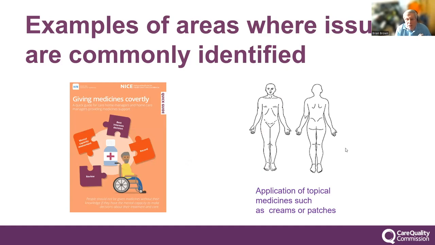And then the application of topical medicines such as creams or patches. It's about making sure that staff have the right information to help them do that effectively, completing records correctly and consistently, and storing those medicines appropriately. Often with patches, we find that services may record where they're applying them, but they don't record when they remove them, and there's no checks that they have remained in place during the period for which the patch is prescribed. And also, we often find there's no clear indication of the location where it's been applied, so it doesn't always follow the appropriate timescales between applications on the same site.